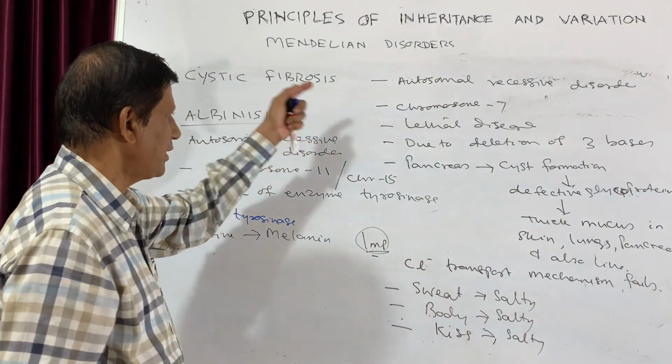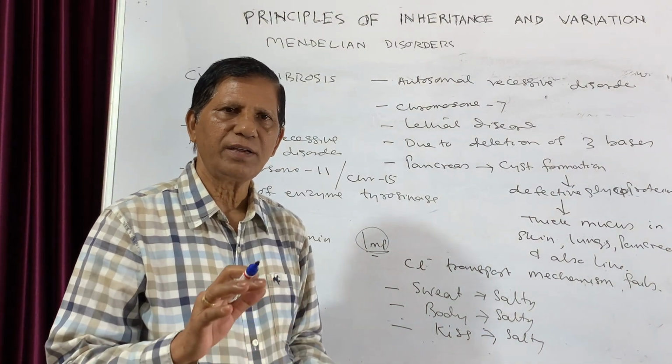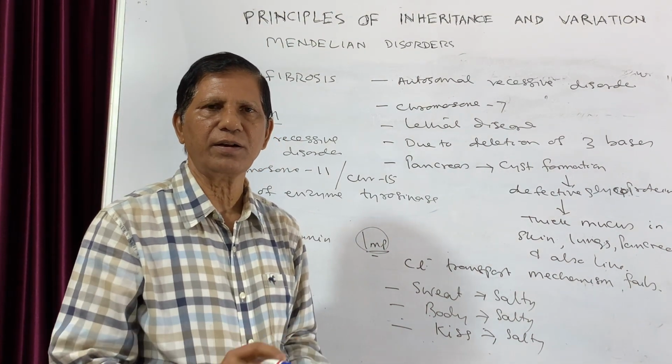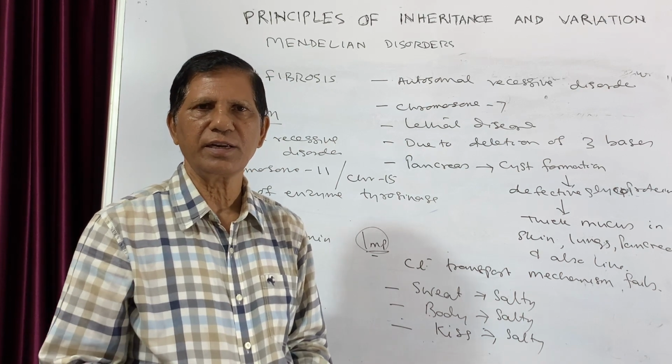So here we have discussed 5 different types of diseases, and all are autosomal recessive disorders. They come under Mendelian disorders. The other things we'll discuss in the next video.